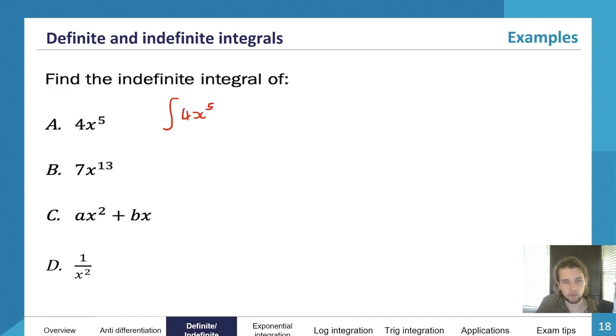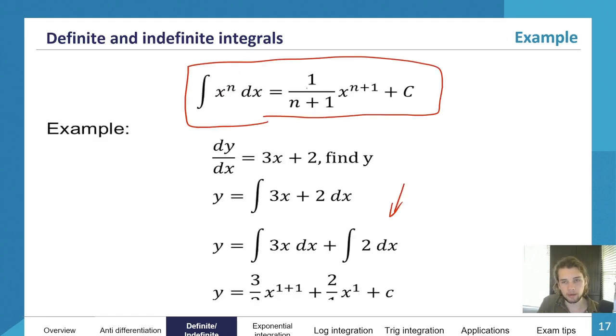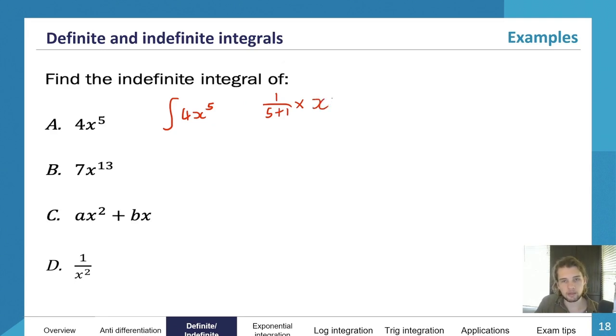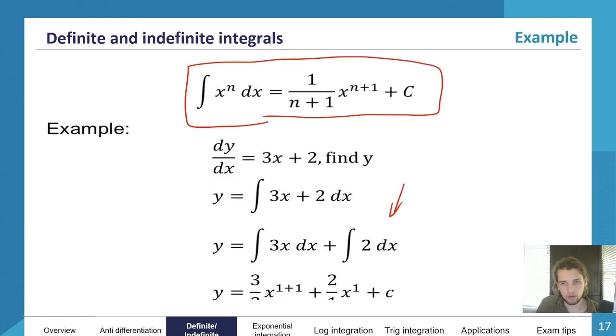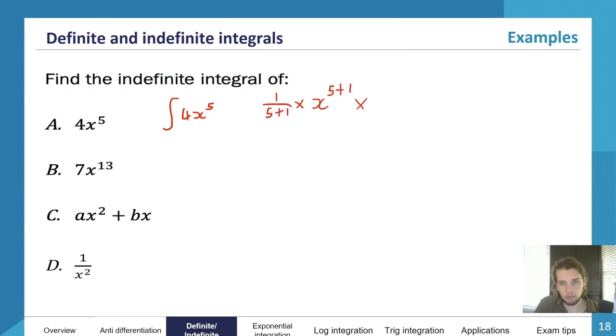So we have 1 over n plus 1, and n in this scenario is 5, so 5 plus 1, multiplied by x to the power of 5 plus 1, multiplied by, plus c. So in this scenario, we actually have to multiply this by 4 as well. I do make that mistake a little bit.